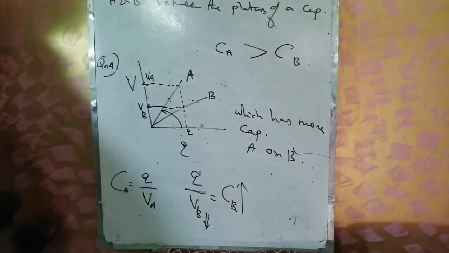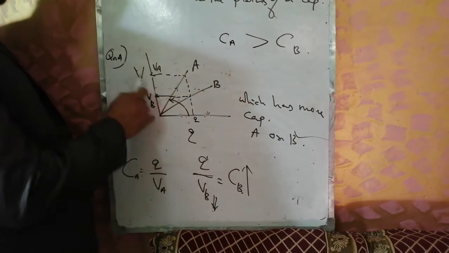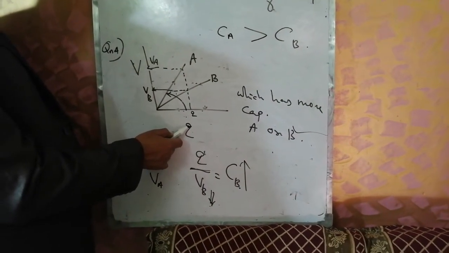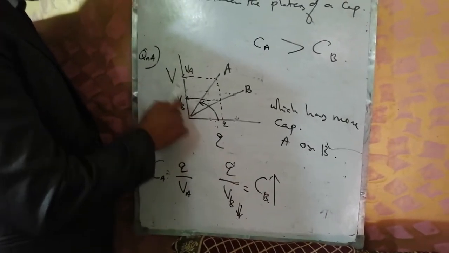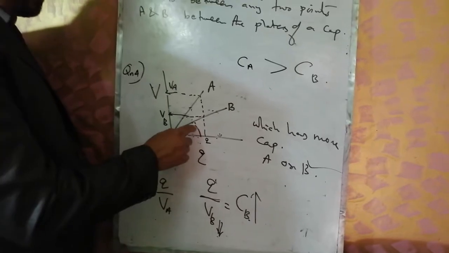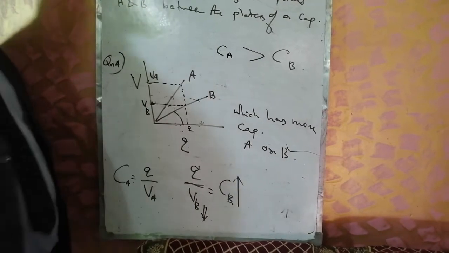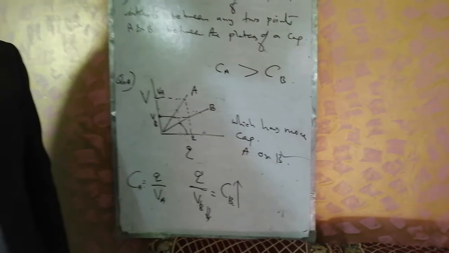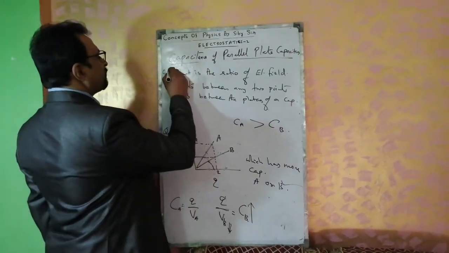So based on the graph, you have to tell the answer. If it is a QV graph, charge versus potential difference graph, more slope means more capacitance. If it is a VQ graph, less slope means more capacitance. That is the meaning of this graph. So the graph between V and Q, potential difference and charge, for a parallel plate capacitor is a straight line passing through origin.